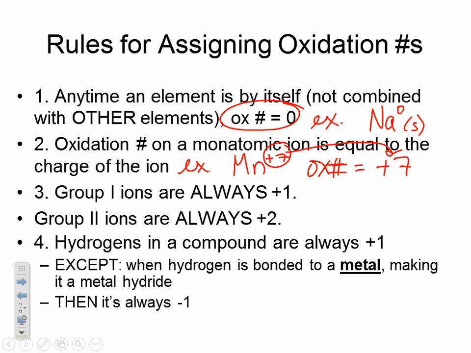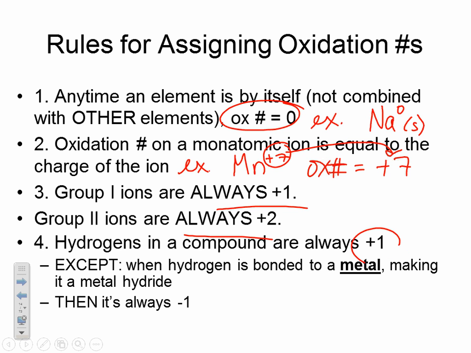Group 1 ions are always +1 when they're in a compound or when they're aqueous. When they have a charge written, they're always +1. So lithium, sodium, potassium, rubidium, cesium, they're always going to be +1. Group 2 ions are always +2. Beryllium, magnesium, calcium, strontium, barium, right? They're always going to be +2. So we know that for sure.